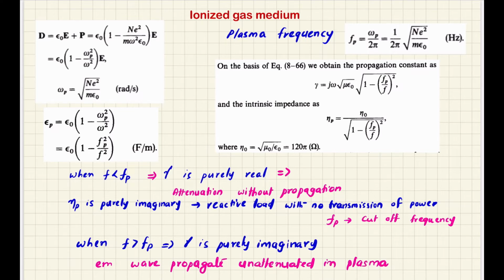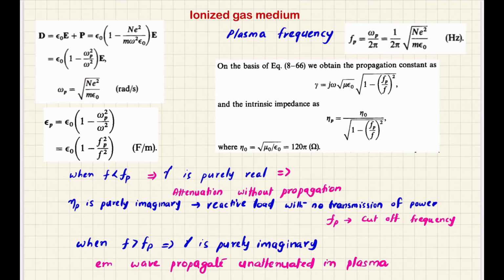Okay, now so you have the propagation constant and eta_p. This you can easily obtain because we have done it 2-3 times, how to obtain these relations. Okay, now let me conclude here. What happens when frequency is less than f_p, the plasma frequency?